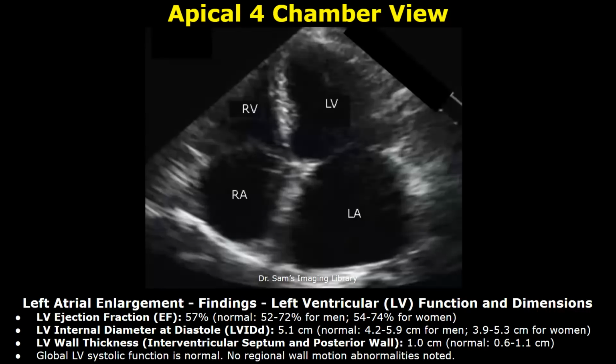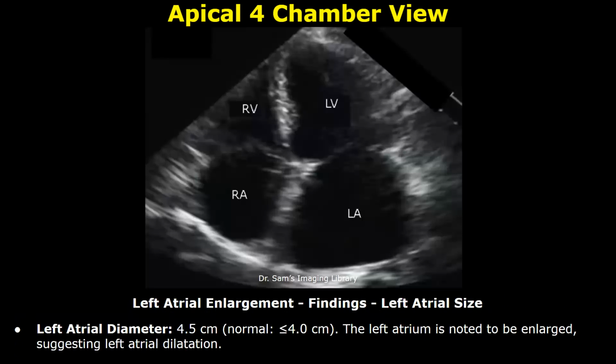Here are the findings of the left ventricular function and dimensions. Ejection fraction is 57%. Internal diameter at diastole is 5.1 centimeters. The LV wall thickness is 1 centimeter. Global LV systolic function is normal. No regional wall motion abnormalities noted.